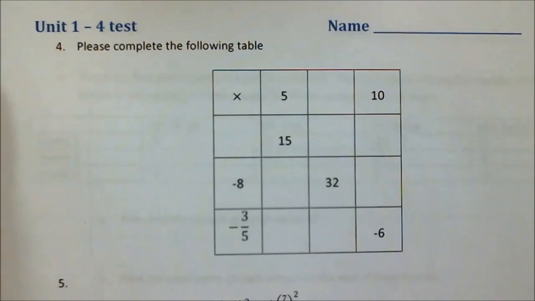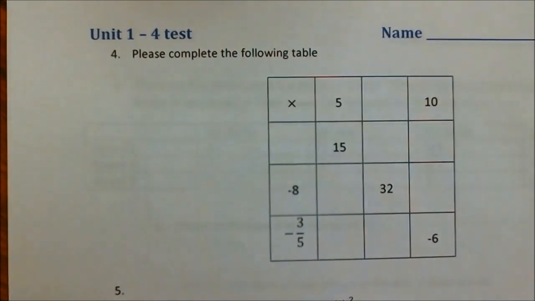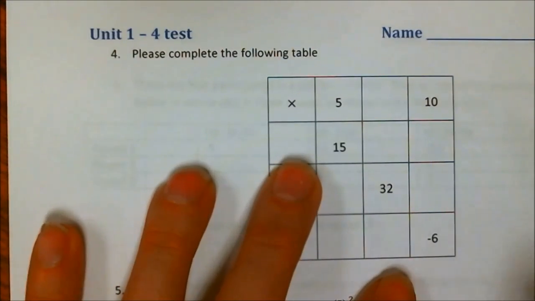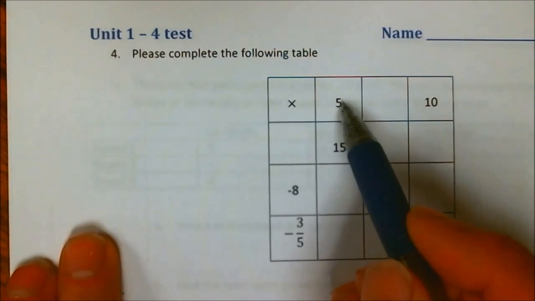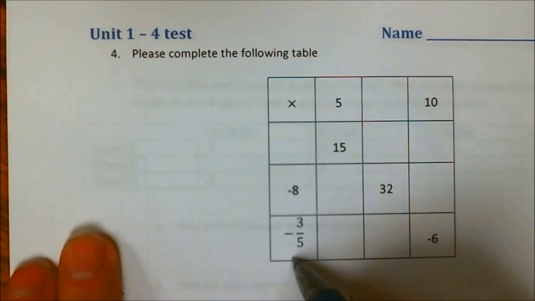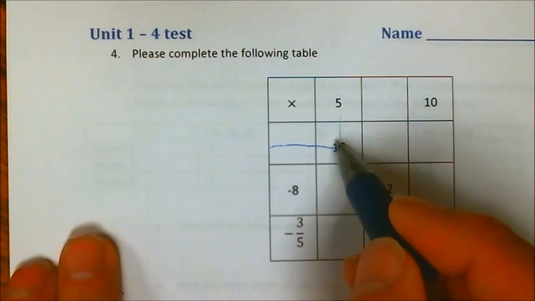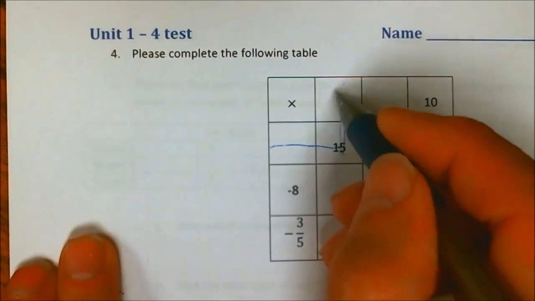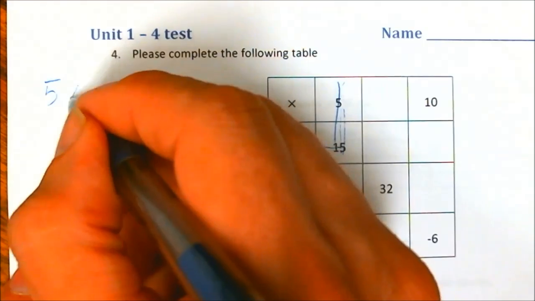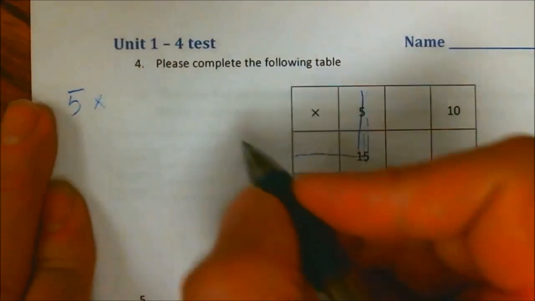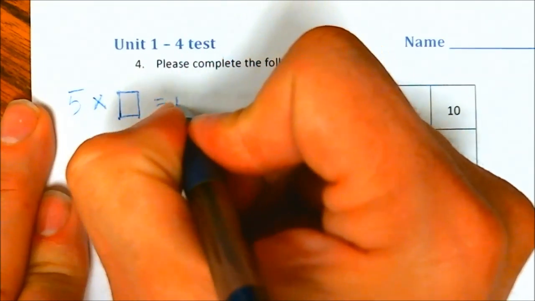Okay, this is one of my favorite problems, but it seems to me that a lot of you are getting confused. You always get the first one right, but then you confuse yourself on all the rest. We're simply multiplying the numbers in this column by the numbers in this column. This 5 and this blank meet right here at the 15. That means we're asking 5 times what is equal to 15?